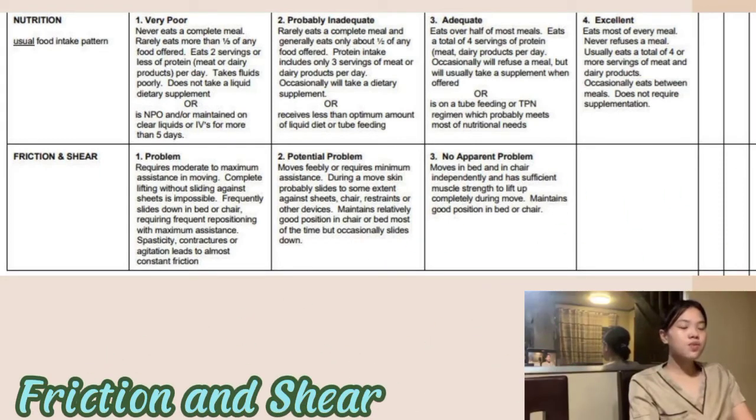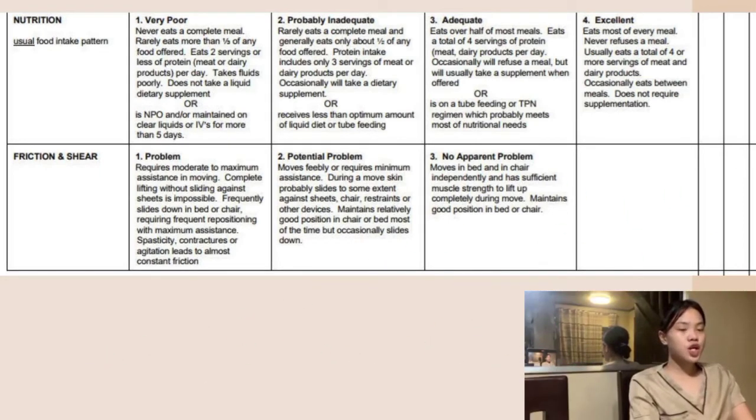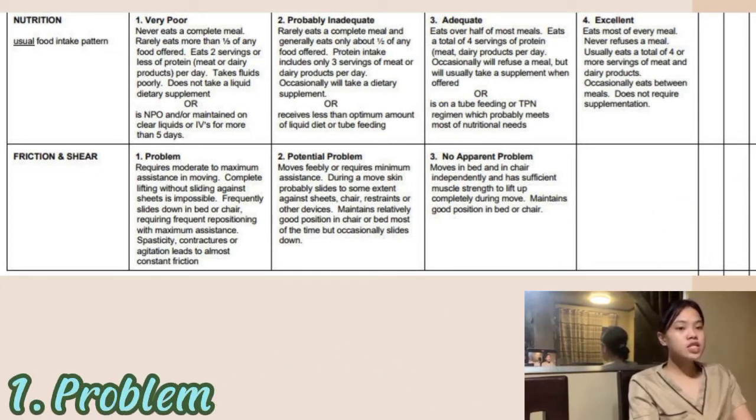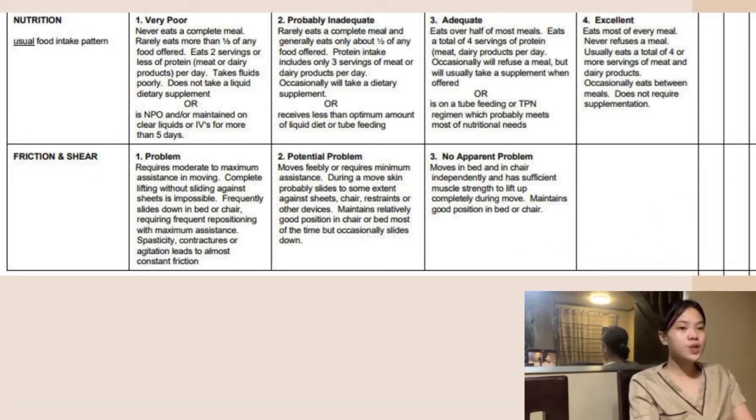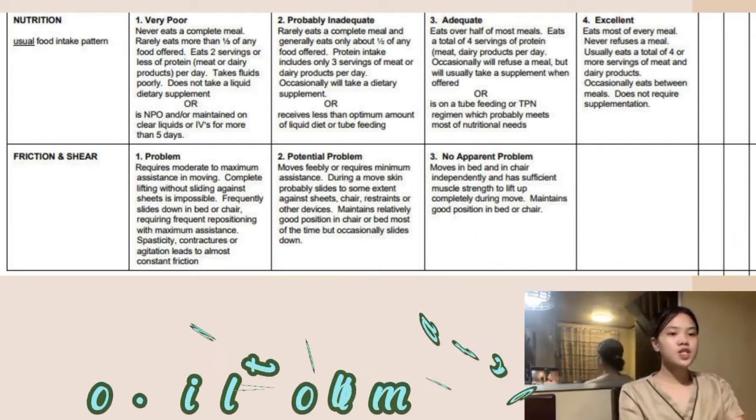In the Braden scale, we have friction and shear. Under friction and shear, a score of 1 indicates a problem, requiring moderate to maximum assistance in moving. Complete lifting without sliding against the sheet is impossible. Frequent sliding down in bed or chair requires frequent repositioning with maximum assistance, and spasticity, contractures, or agitation lead to almost constant friction.